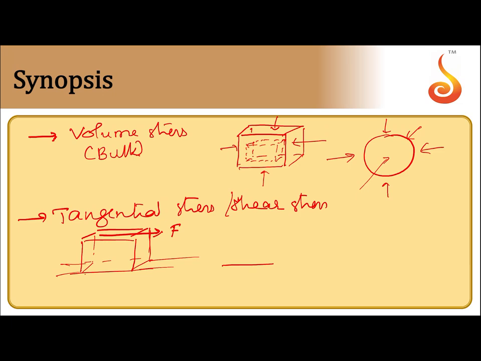Finally, the shape of this object will be something like this. The object will get this shape. Under the influence of this force, the object changes its shape like this. Or you can think of wringing of clothes. So the three stresses are, first of all, tensile and compressive, the second is volume stress, and the third is tangential stress.